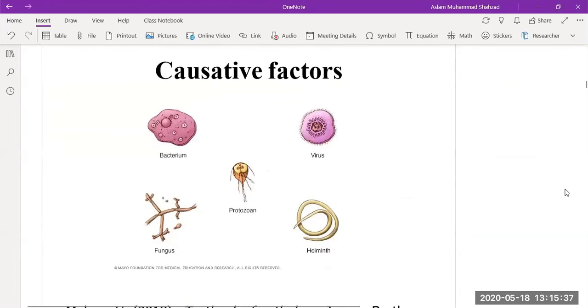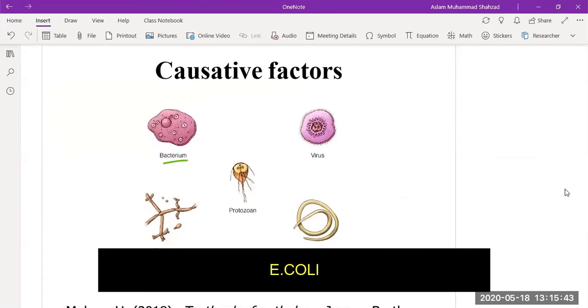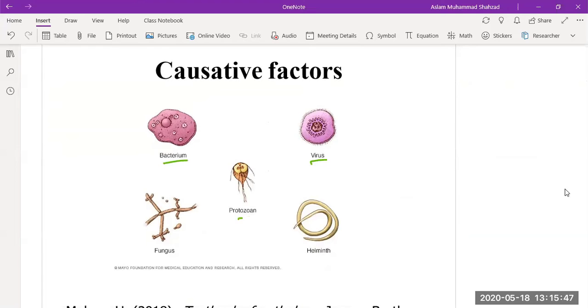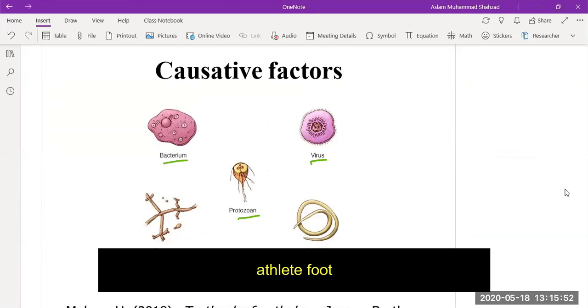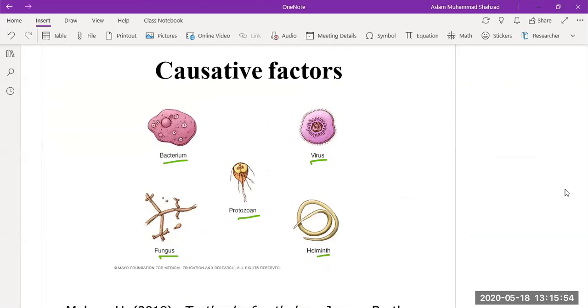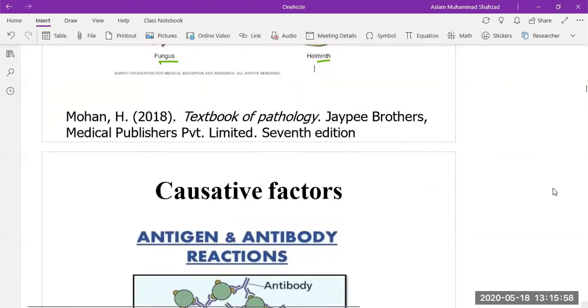And if we take a look at the causative factors of inflammation, it could be caused because of bacteria such as E. coli, virus such as coronavirus is one example, protozoas, fungus like athlete's foot, and then helminths. So there are different causative factors for causing inflammation.